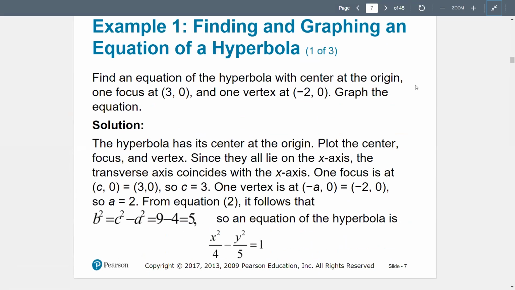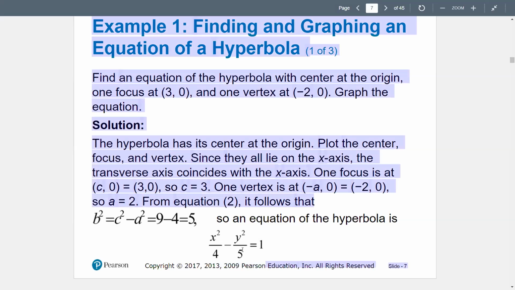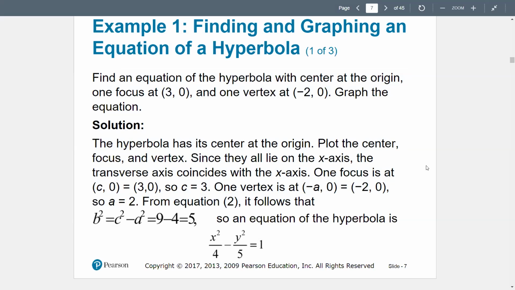All right, so here we're looking at an equation of a hyperbola. The hyperbola has a center at 0, 0. So we're going to plot the center, the focus, and the vertex. One focus was given as 3, 0, and the vertex was given as -2, 0. So we're looking at a c equal to 3 and an a equal to 2. So if we plug in, we get the following equation: x squared over 4 minus y squared over 5.